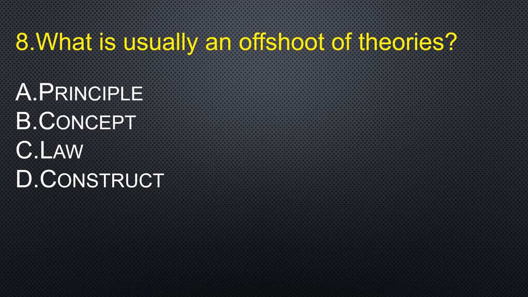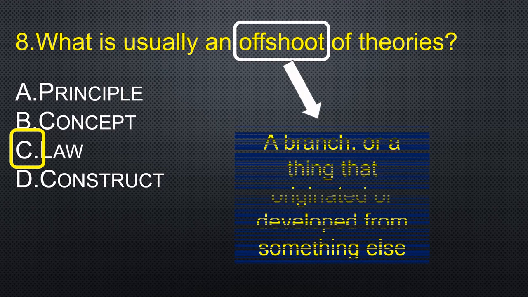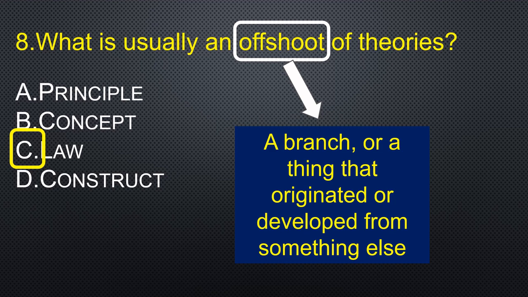You cannot come up with the theory or hypothesis without setting principles or concept as to the explanation of an occurrence or phenomena. So we mentioned a while back that construct is also a kind of concept. So obviously, the offshoot of theory would be the law. Okay, so offshoot, as I've mentioned a while back, it means a branch or anything that originated or developed from something else. Just like the issue on whether which comes first, criminology or criminal justice education.